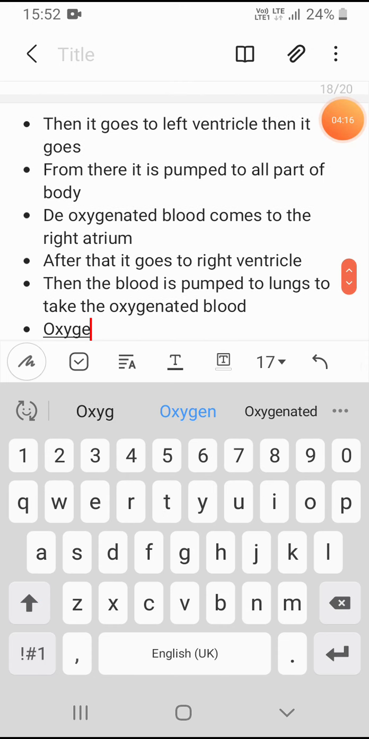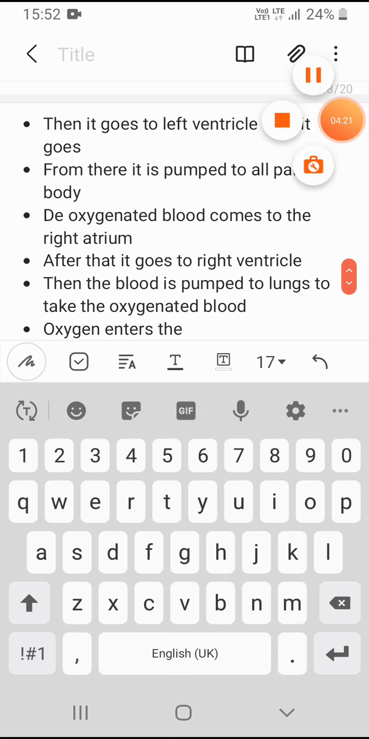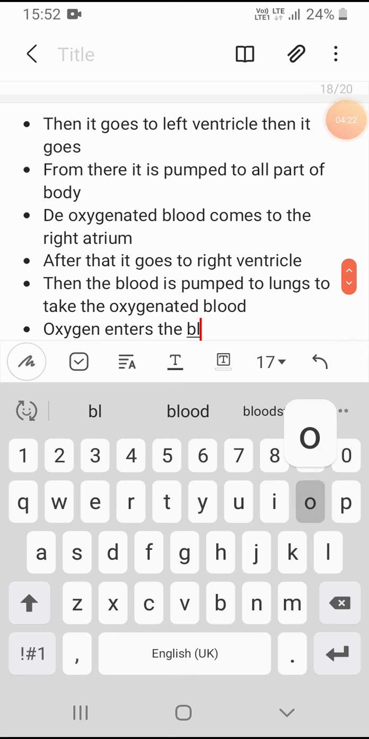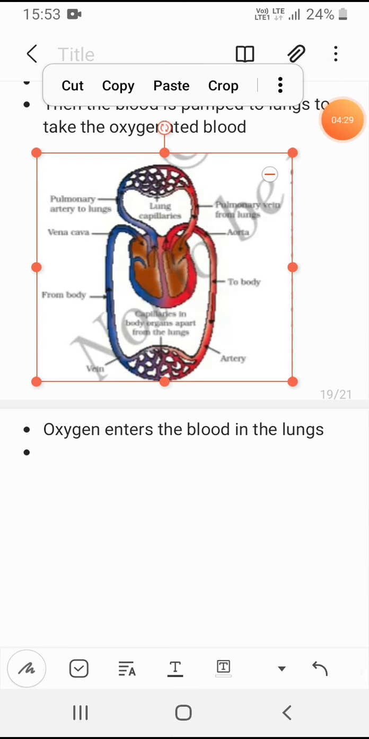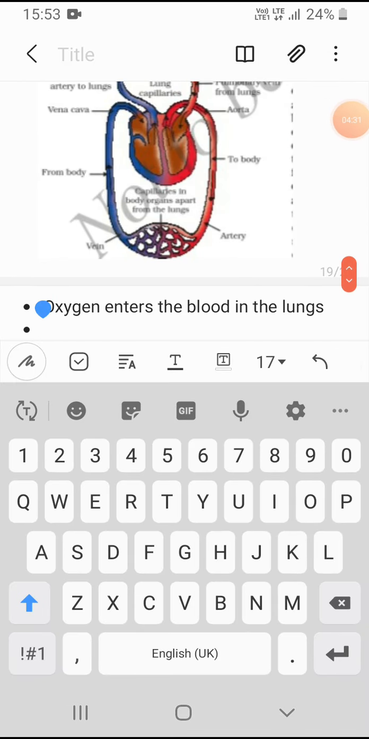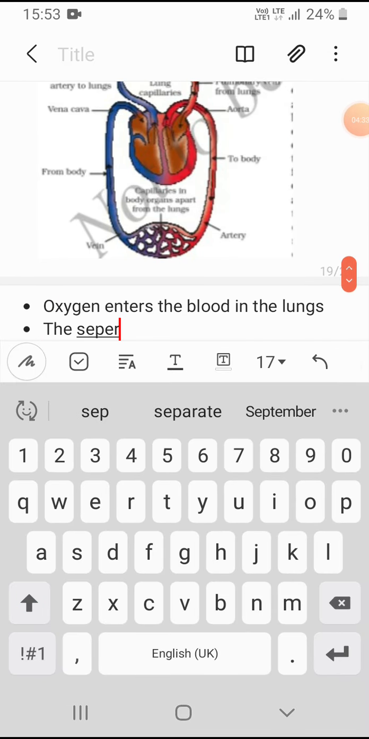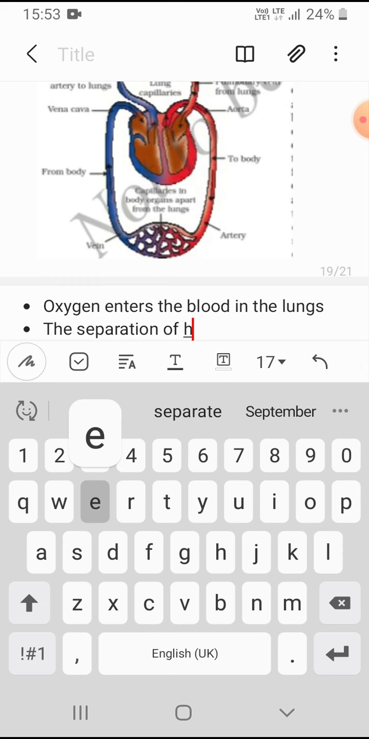Oxygen enters the blood in the lungs. In the lungs, how oxygen enters the blood, let's know about that. They are separating, so the separation of the heart is good.